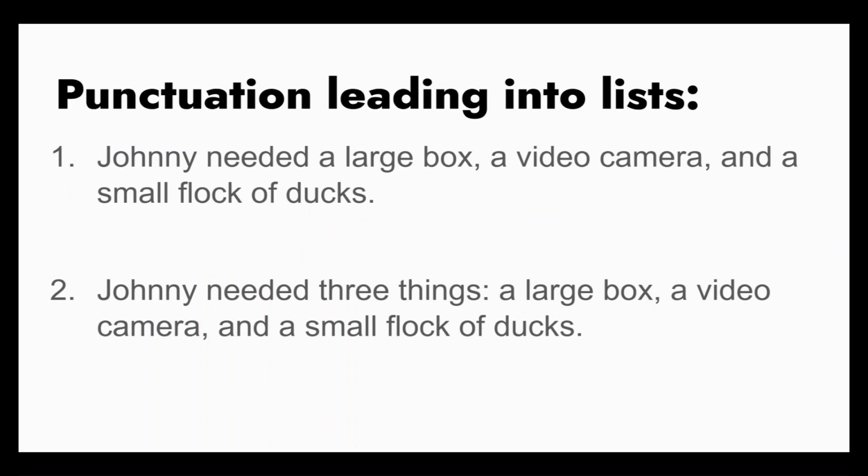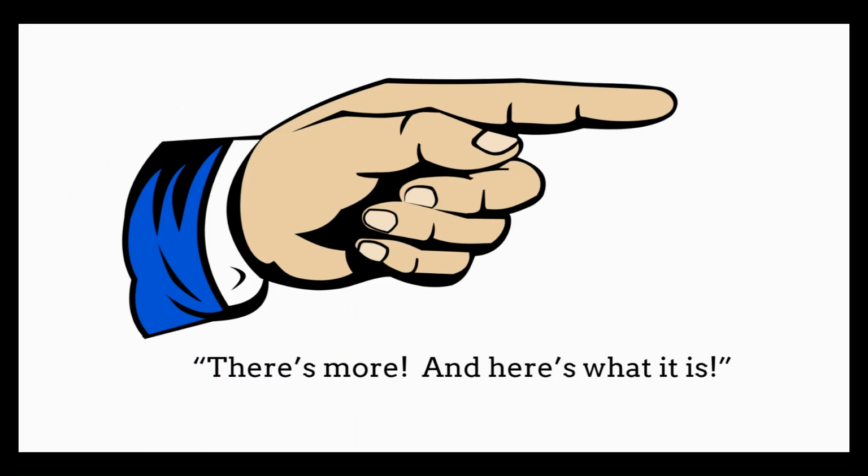If you look at sentence 2, though, I do have a pause leading into the list. Johnny needed 3 things: a large box, a video camera, and a small flock of ducks. In this case, my lead-in is a full sentence, right? It's a full independent clause, and you can definitely hear that pause. So that is a perfect place to use a colon. Remember, colons say, there's more, and here's what it is. So in the case of the list, it's saying, there's more, and here's what they are. He needed 3 things, and here's what they are.